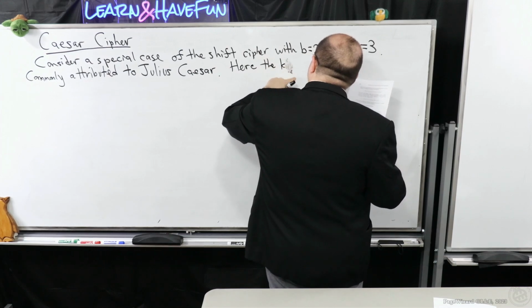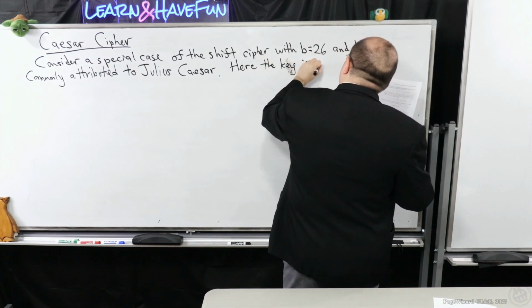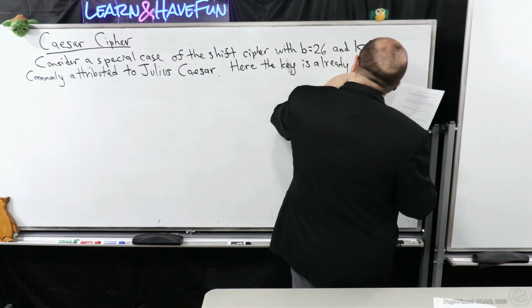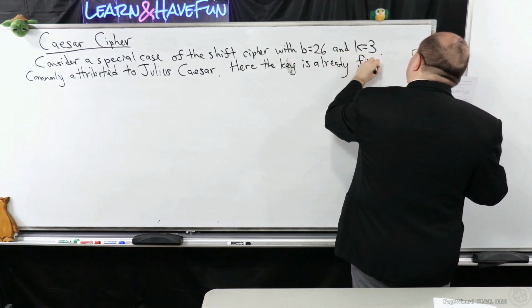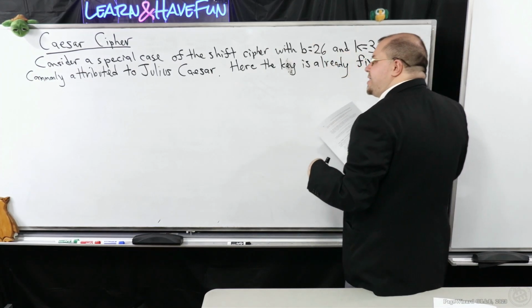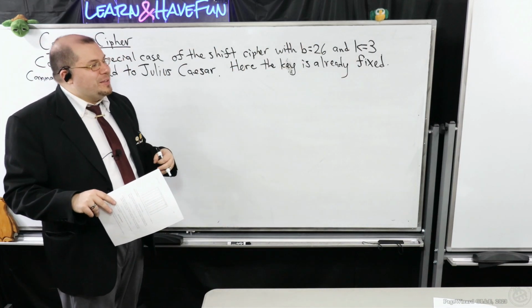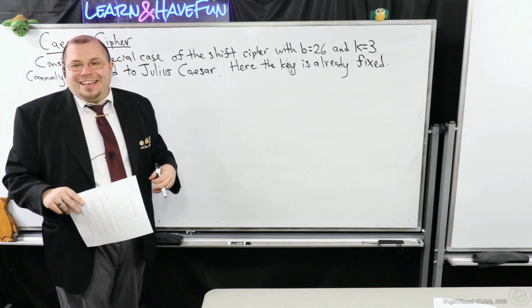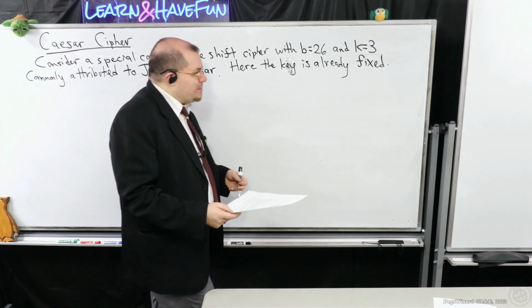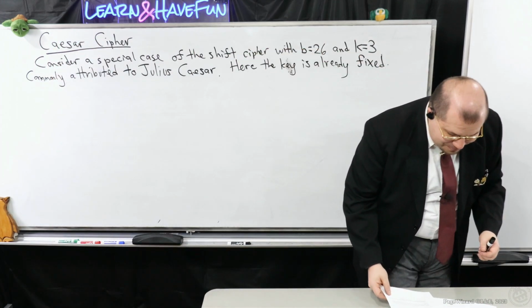Here the key is already fixed. So if you knew someone is using a Caesar cipher, you know right away k is equal to 3, and you know exactly how to decrypt their messages. So that's a problem, but we'll talk more about that in a little bit.